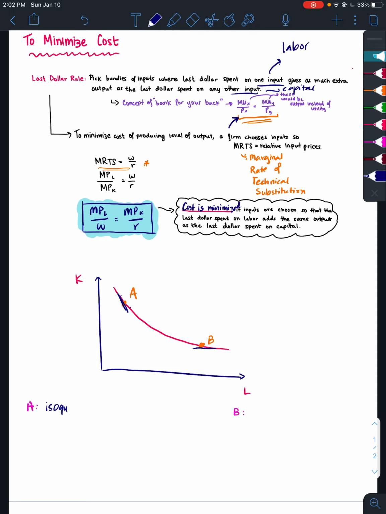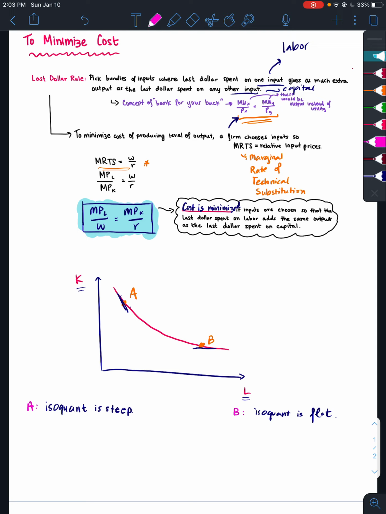It's isoquant. The slope of the isoquant is the marginal rate of technical substitution, and it gives us the trade-off between labor and capital. So here, we know that the isoquant for A is steep. And here we know that the isoquant is flat. Now, what does that tell us about our slopes? What does that tell us about our firm, right?